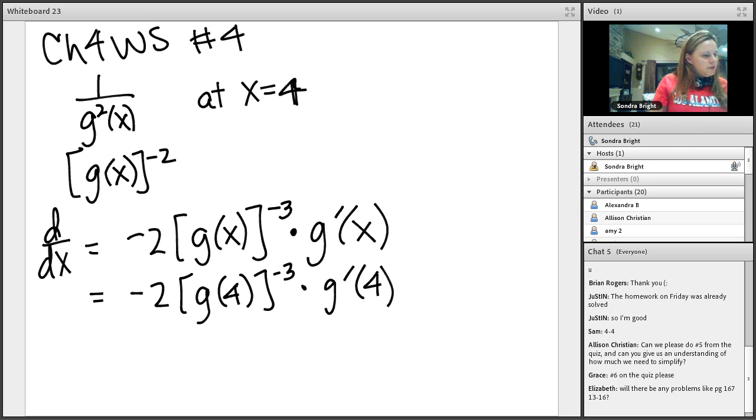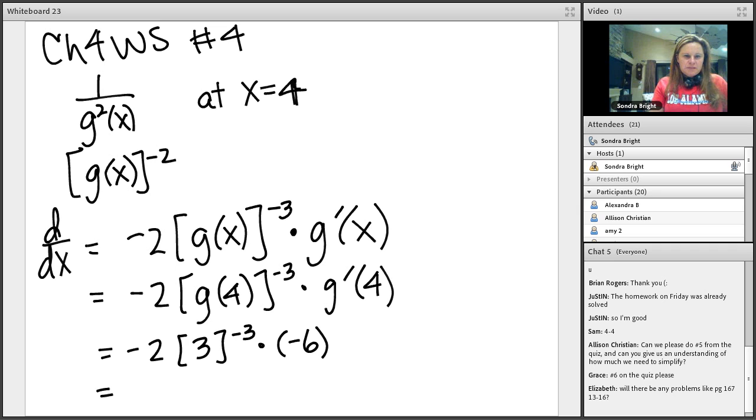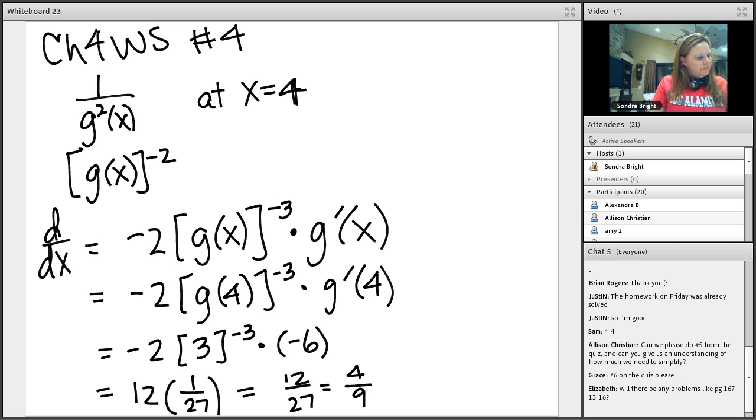And then you go to the chart and g of 4 is 3. So this is a 3 to the negative 3 power. And then times g prime at 4 is a negative 6. And so what is this? Negative 2 times negative 6 is a 12. 3 to the negative 3 power is a 1 over 27. So 12 over 27, that reduces. 3 goes into both. 4 over 9. I got A. Yay, A.